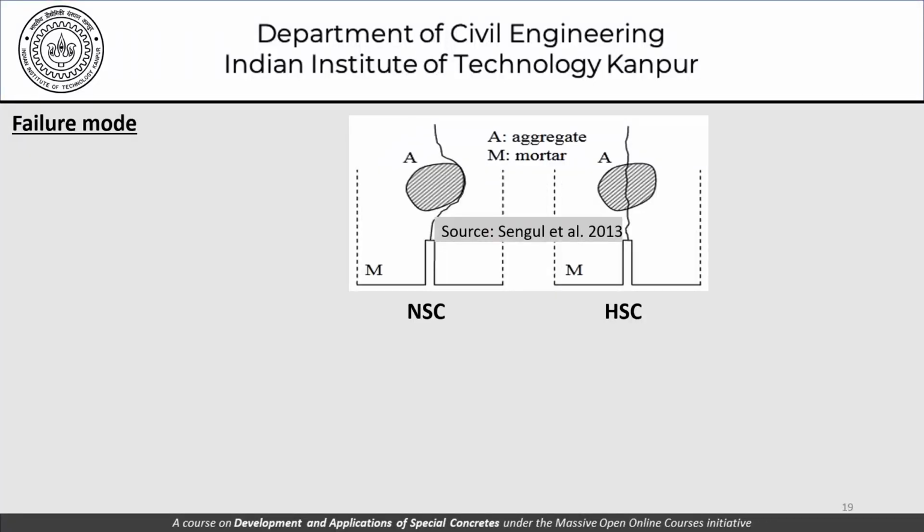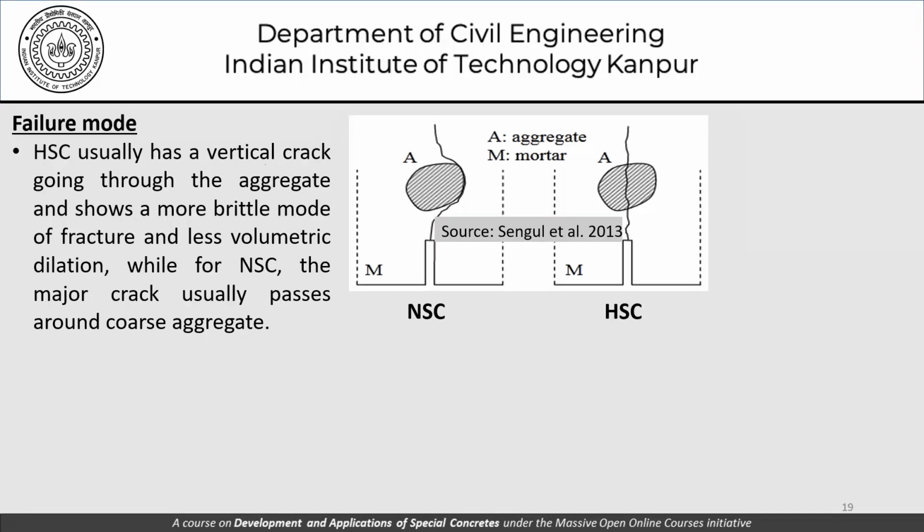As far as the failure modes are concerned in normal strength concrete and high strength concrete, from the same study that we just cited in 2013, high strength concrete has a vertical crack going through the aggregate and shows a more brittle mode of fracture and less volumetric dilation, while for normal strength concrete the major crack usually passes around the coarse aggregate. This is what is represented here in a schematic sketch: if we have a notch which we are using to initiate the crack propagation from here, in the normal strength concrete it will tend to circumnavigate or go around this coarse aggregate here.